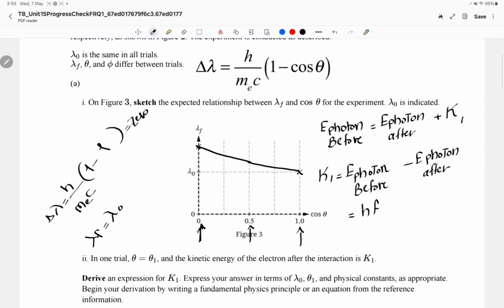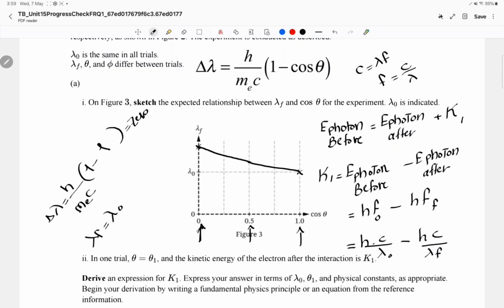So hf before, which is O, minus hf after, which is the final. Yeah? Okay. Now, do we know that c is equal to lambda f, and so f is equal to c over lambda? That's common knowledge for physics students. So we're going to have hc over lambda O minus hc over lambda final.